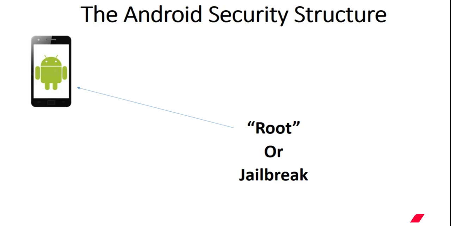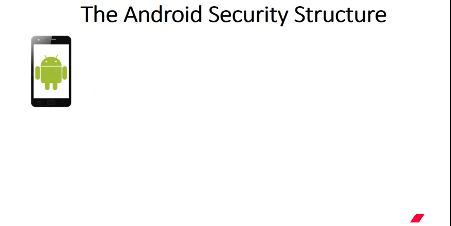Now the main Android platform building blocks are of course the device hardware, right? That includes your smartphone, your tablet, your smartwatches, cars, smart TVs, gaming systems, etc. A lot of things run Android nowadays.